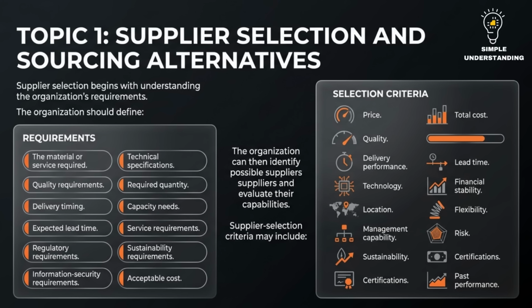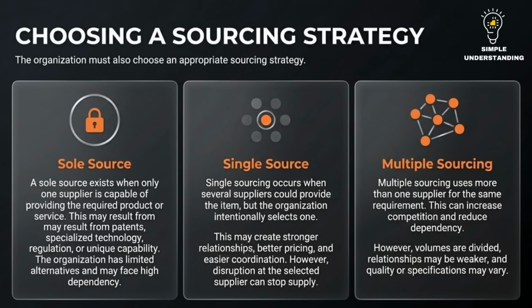The organization can then identify possible suppliers and evaluate their capabilities. Supplier selection criteria may include price, total cost, quality, capacity, delivery performance, lead time, technology, financial stability, location, flexibility, management capability, risk, sustainability, certifications, past performance. The organization must also choose an appropriate sourcing strategy.